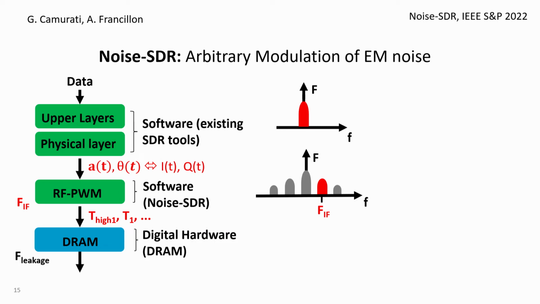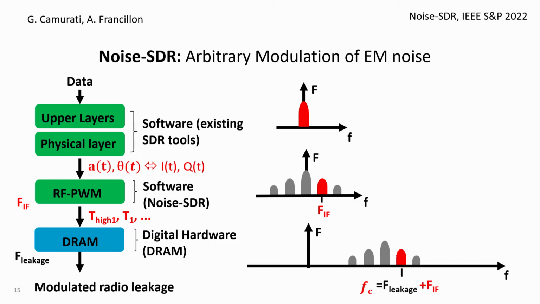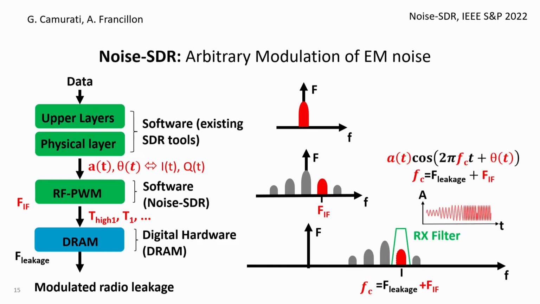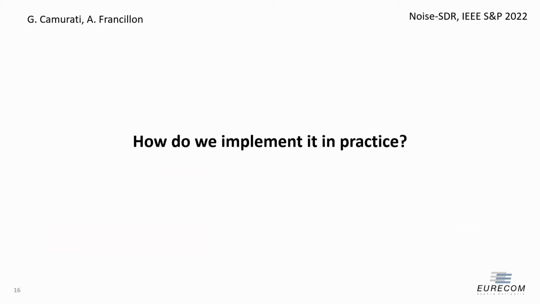So what we do instead is apply radio frequency PWM. We modulate them on top of a square wave at an intermediate frequency F_IF of our choice. And this is still all in software. The square wave is basically telling us on, off, so we can use that to access DRAM or not. This has two functions. First, it creates a natural physical signal. And second, since the leakage is at F leakage, it brings our signal to radio frequency at carrier frequency F leakage plus F_IF. If the receiver tunes at this frequency, it will receive a cosine wave with the amplitude and phase of our choice.